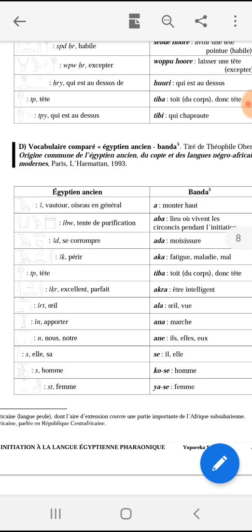Medu-Neter, S, meaning her, she or her. In Banda, Se means him or her. Medu-Neter, S, meaning man. Banda, Kose, meaning man.